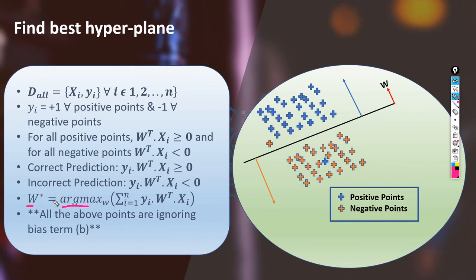And why do we have to find w? Because in this equation, you can see yi, w, and xi, and only w is the variable. xi is our feature vector, which is constant. yi is the true label, which is also constant. Then how can we maximize the summation? By changing w, by changing the weight vector. As simple as that.